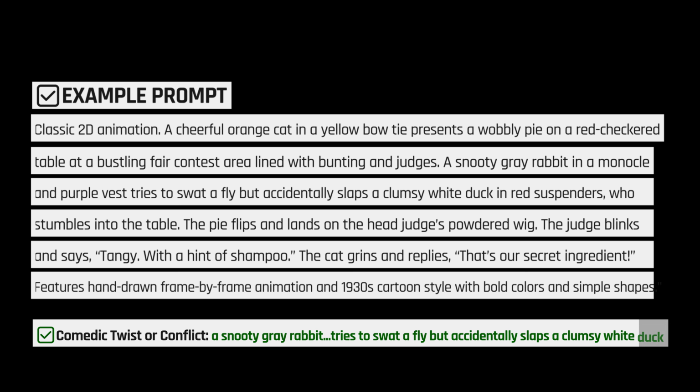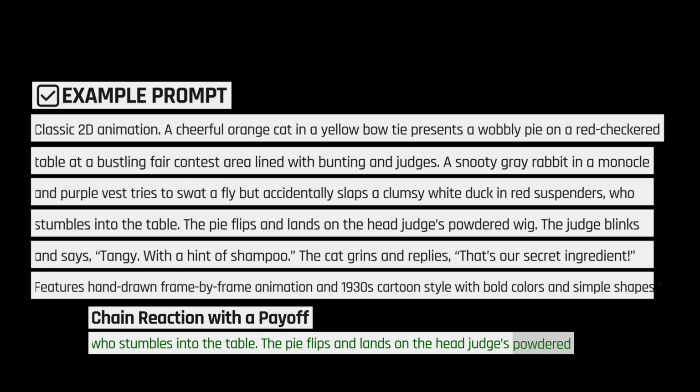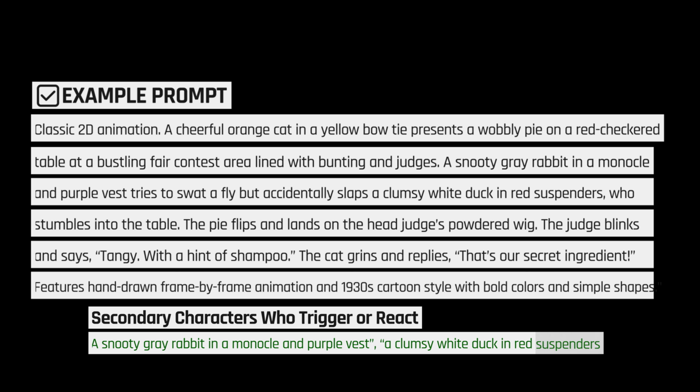4. There is a comedic twist or conflict. That's classic cartoon humor, unexpected, physical, and over the top. It sparks the domino effect that's coming next. 5. A chain reaction has been built in the prompt. Cause and effect, clearly laid out. This escalating comedy leads to a satisfying punchline, textbook slapstick. 6. Addition of secondary characters who trigger or react. Their contrasting traits, uptight versus bumbling, create instant comedic tension. It's the kind of dynamic that makes classic cartoons so lovable.